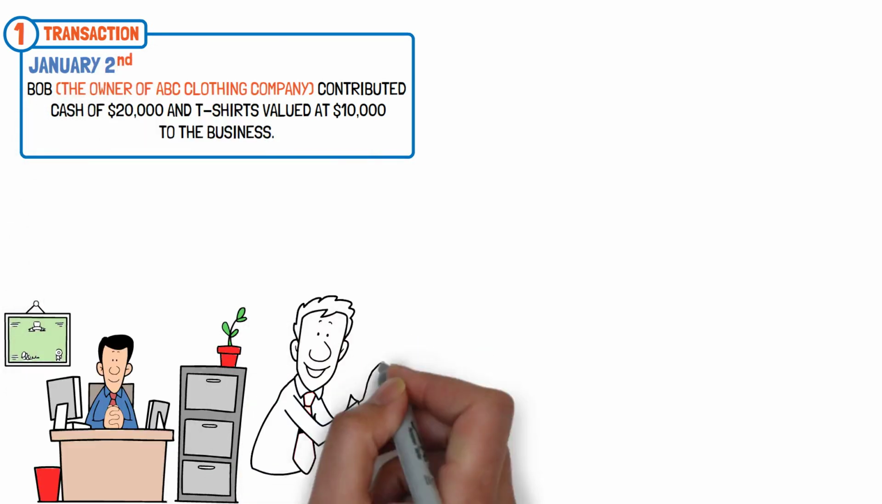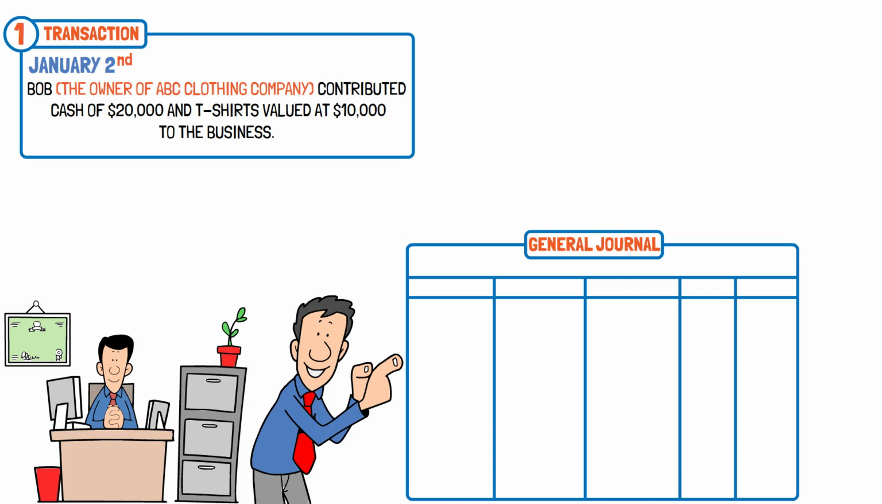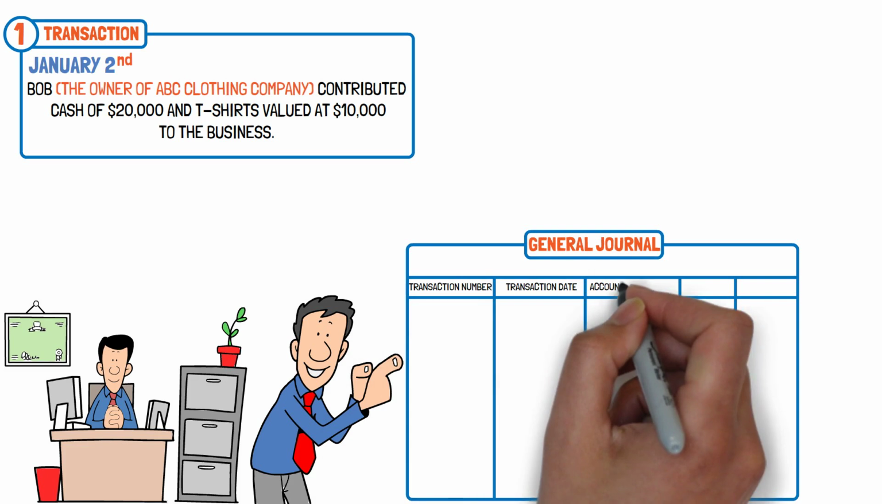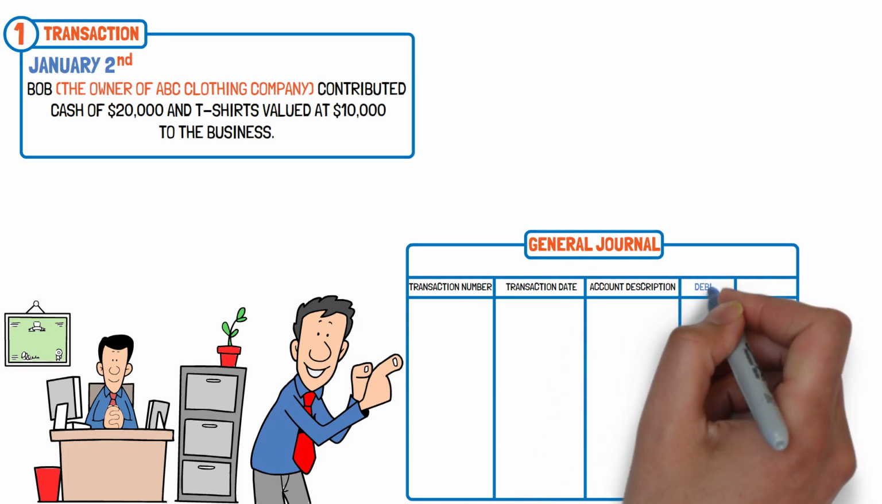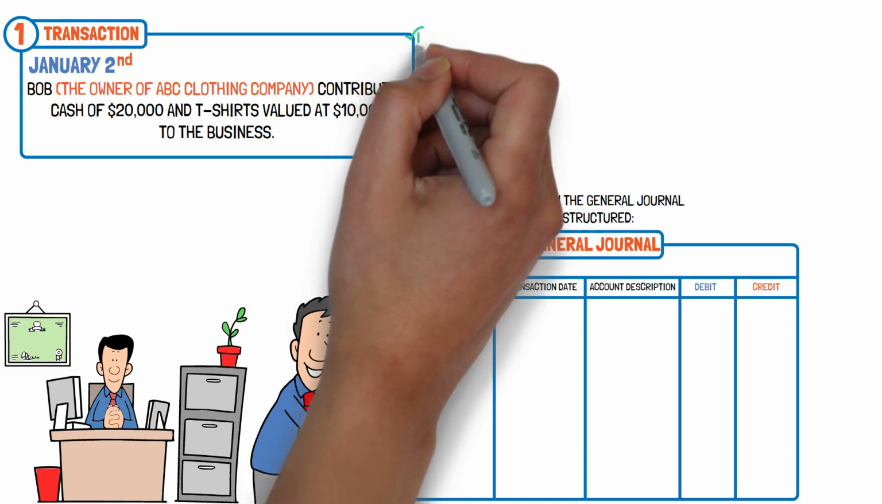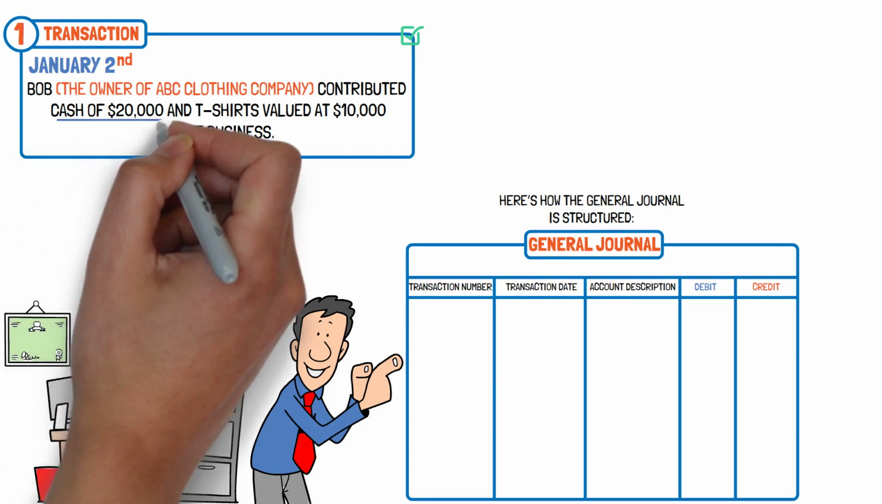To begin, we'll need to set up the general journal. This setup includes the following components: the transaction number, the transaction date, the account description, a debit column, and a credit column. Here's how the general journal is structured. Next, we'll record the first transaction in the company's general journal, starting with the accounts that need to be debited.